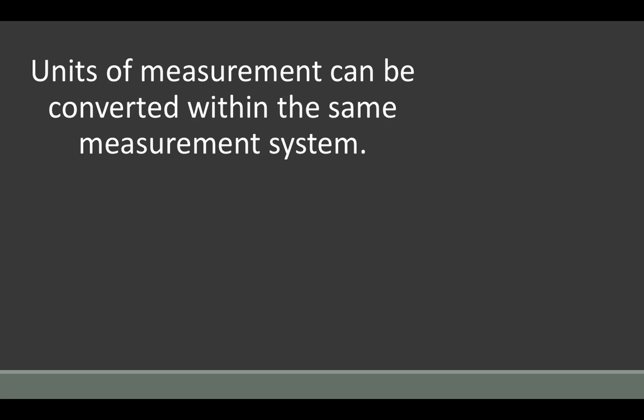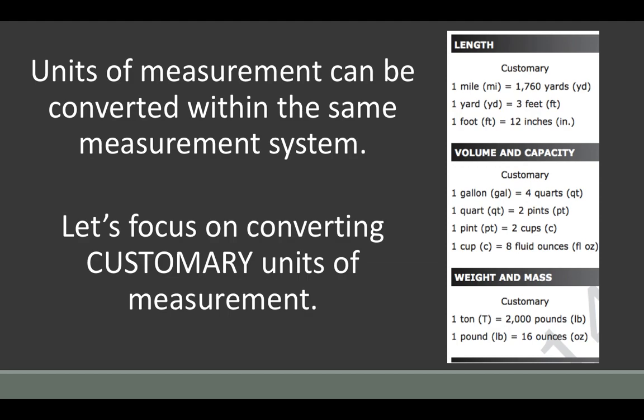All right, units of measurement can be converted within the same measurement system. So for instance, let's focus on converting customary units of measurement. Now we know that customary is what we use in the United States: miles, yards, feet, gallons, quarts, pints, cups, tons, and pounds. Because customary is separate from metric. We're going to be working with both of those, but for right now, we're going to focus on customary units of measurement.